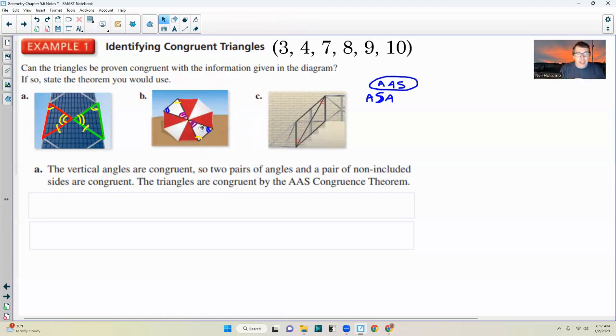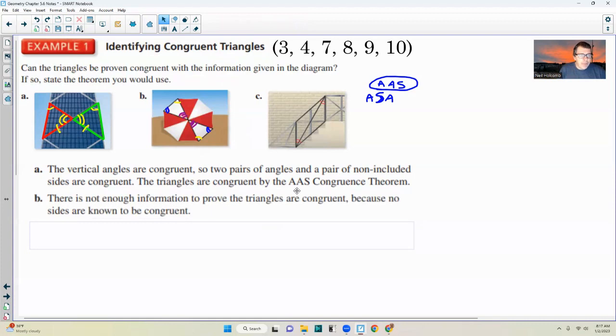These two triangles are similar, but we can't prove they're congruent. So we'd say there's not enough information to prove the triangles are congruent because no sides are known to be congruent. So we need at least one side to keep the triangles at a certain size. All right. Okay, so let's take a look at C.